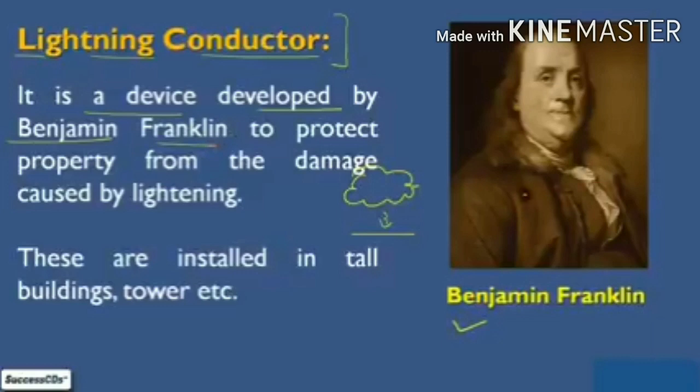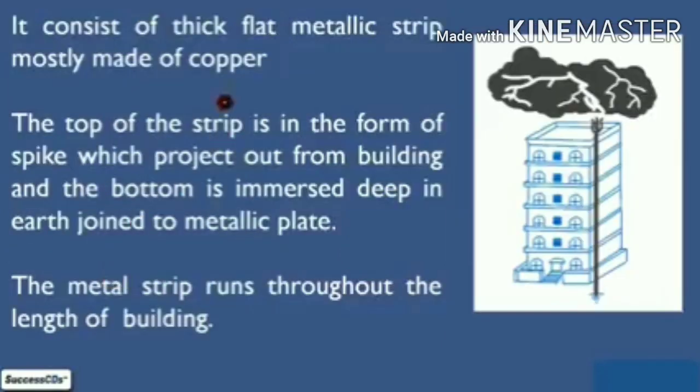Here in the picture you can see, children, this is the great man who developed the lightning conductor. So, a lightning conductor is a device used to protect buildings from the effect of lightning. Here in the figure you can see a lightning conductor which runs through a tall building and protects the building from the spark or lightning. Here this is a cloud and this is the spark or lightning produced by the cloud. This lightning conductor runs throughout the length of the building and protects the building from lightning.